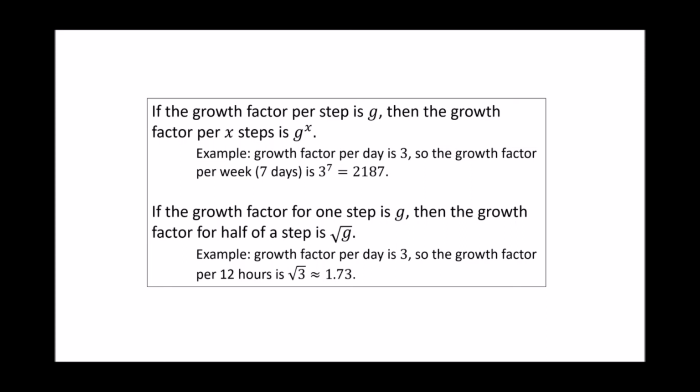On the other hand, if the growth factor for one step is again g, but I want to know the growth factor for half a step, then it's always going to be square root of g. So if the growth factor per day is again 3, then the growth factor per 12 hours, per half a day, will be square root 3, which is approximately 1.73.